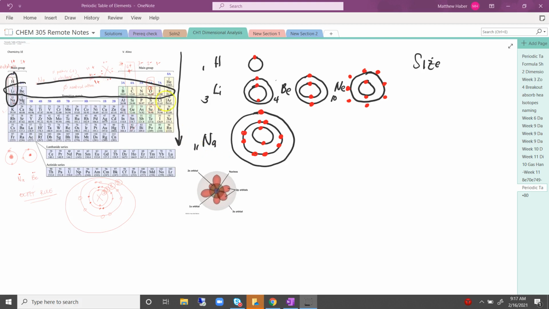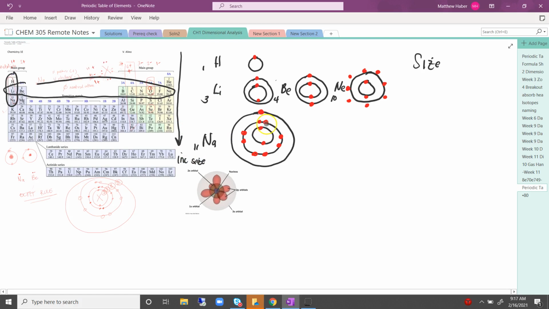So if I'm going to give you on the test a list of elements in the same family or same group number, and I'm going to ask you to arrange them according to their size from smallest to highest or highest to smallest, then you should be able to do that. Okay, so as you go down the periodic table, the size increases.